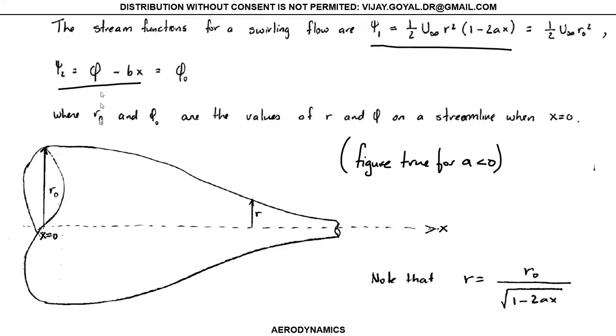And the function that you have here, these are the values of the function at the beginning of your flow, and this is how your flow is varying as it's moving along the x-axis. And in this problem as well, you can see r has the following function, and this is valid for a less than 0. This is how this actually varies. This is how these equations are related to each other. Okay, so let's move on.